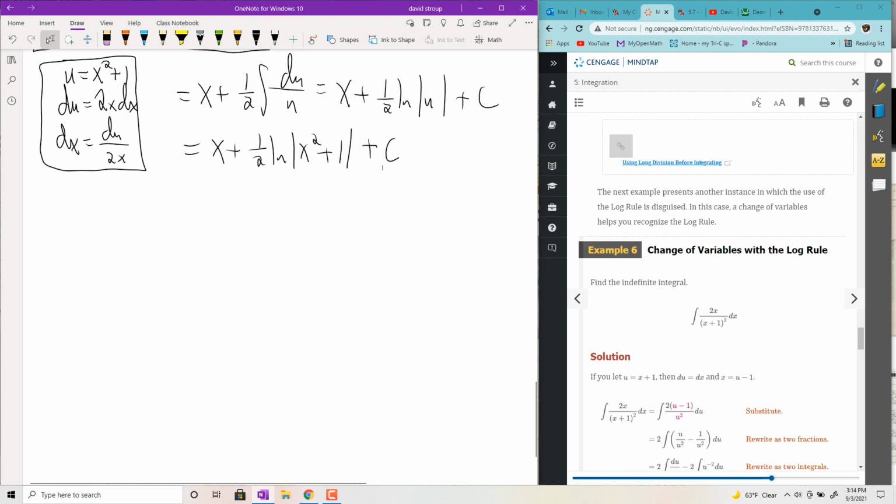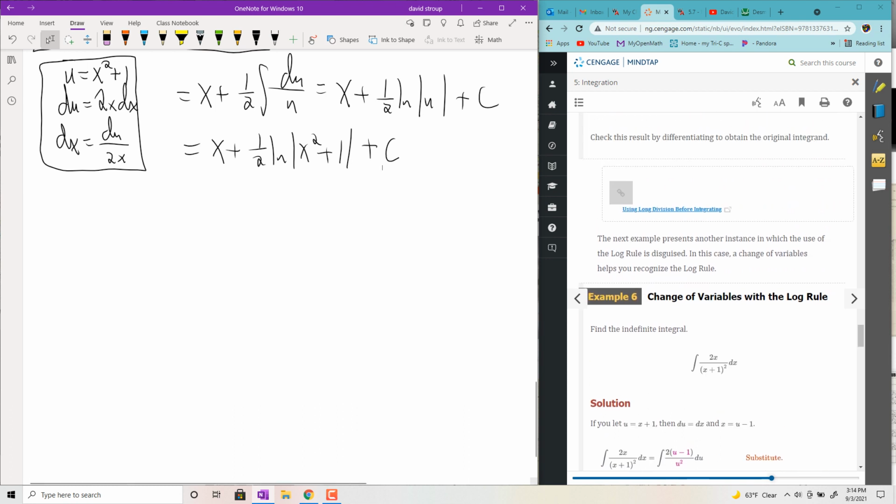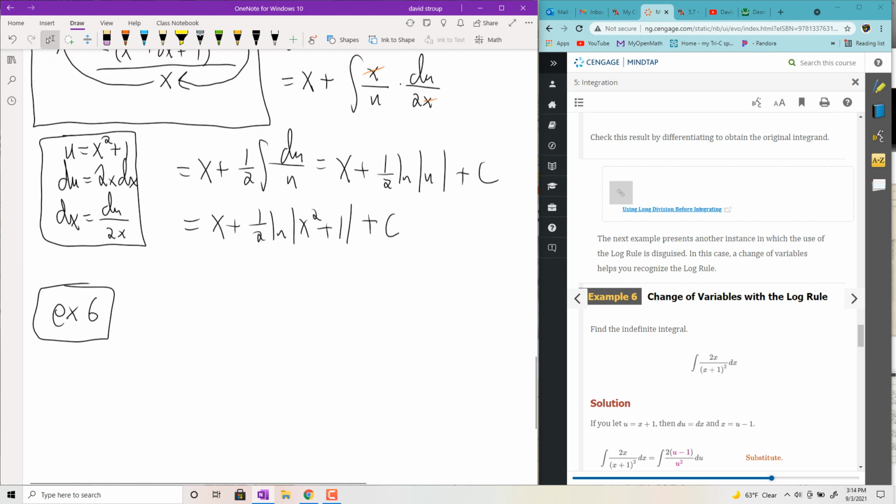What the heck is this thing? Oh, this is one of the weird ones. So example 6. So usually with my u subs, I do my u, I get my differential, and then I do my substitutions. But sometimes the substitution won't clear everything out. So you have to turn around and solve for one of the variables. So let me show you what I mean.